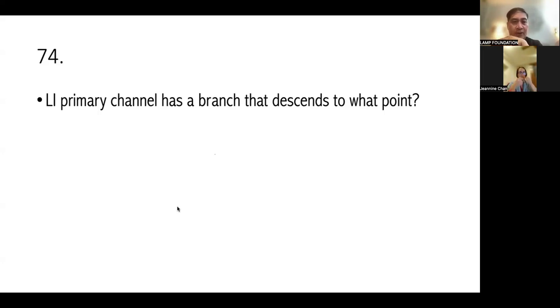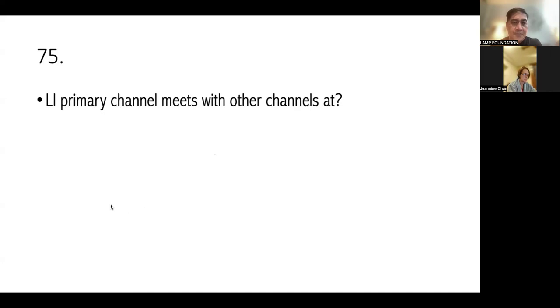So the LI primary channel is a branch that descends to what point? Descends to stomach 37. Okay. So, stomach 37 is the lower he-sea point of the large intestine. The LI primary channel meets with other channels at? Not stomach, doc. 38, 36 ang stomach. LI primary, lung one, meets with? LI1 for lung and REN 24, the conception vessel or the REN vessel. Okay. LI1 and REN 24.